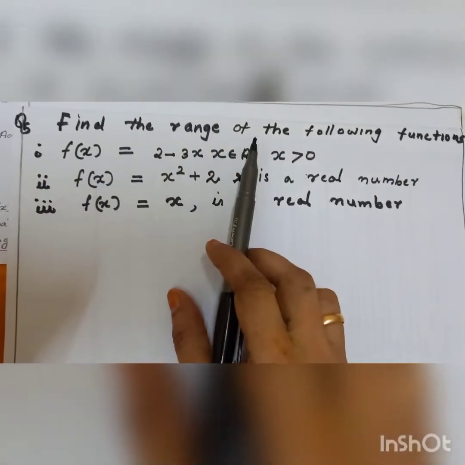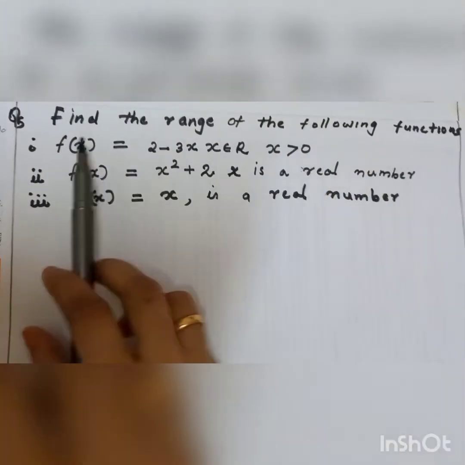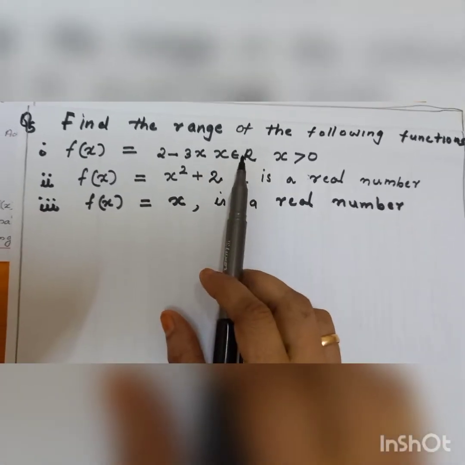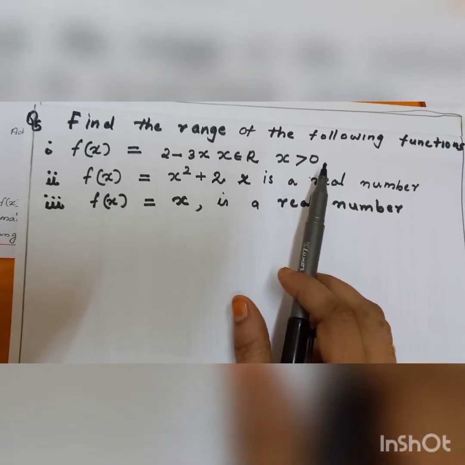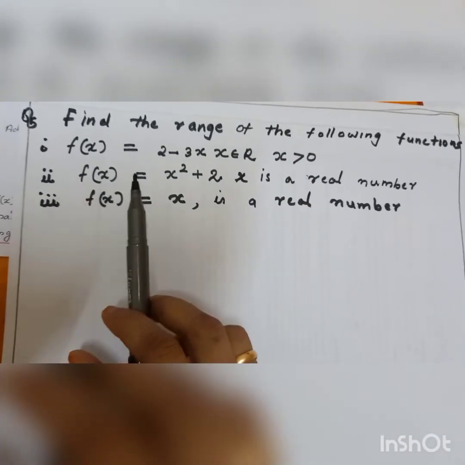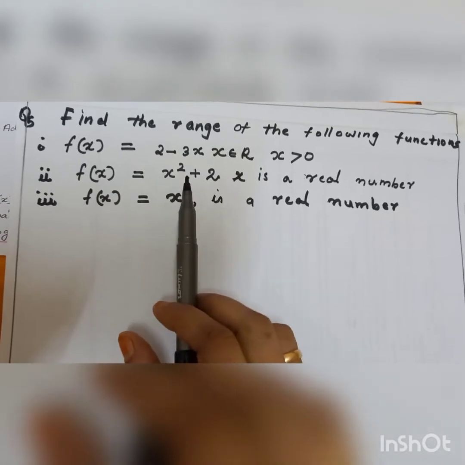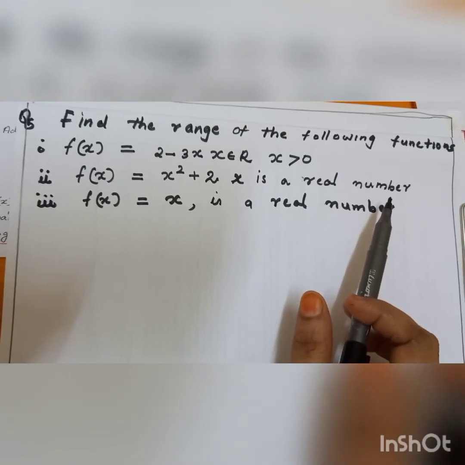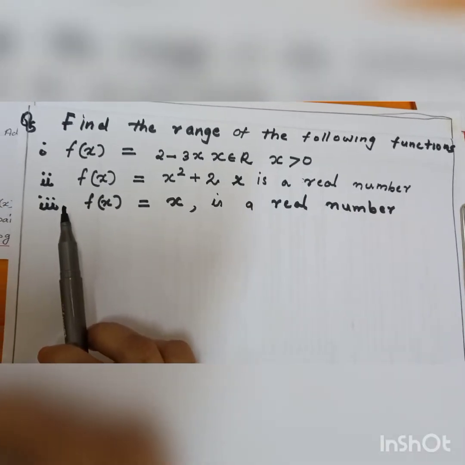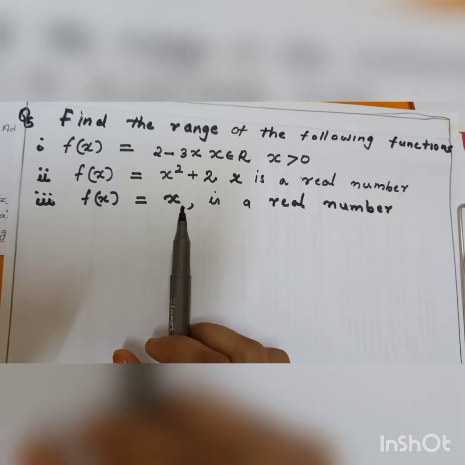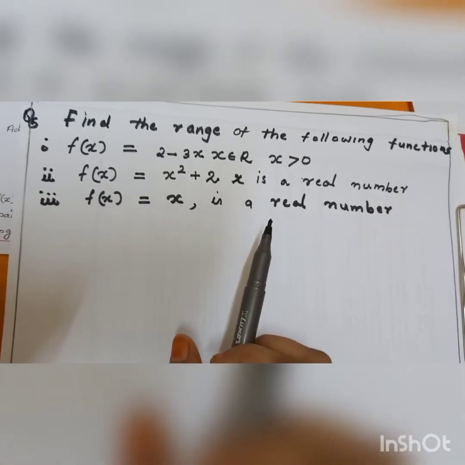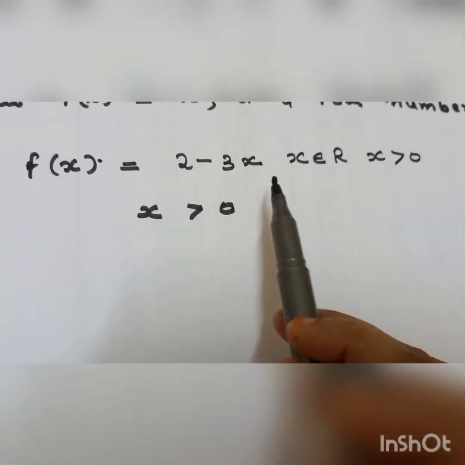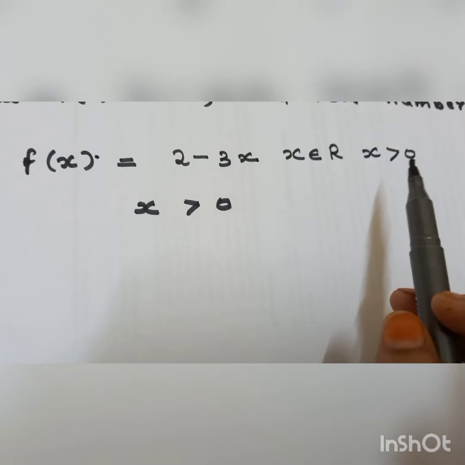Find the range of the following functions. First, f of x is equal to 2 minus 3x, x belongs to R, x greater than 0. Second bit, f of x is equal to x square plus 2, x is a real number. Third bit, f of x is equal to x, x is a real number.